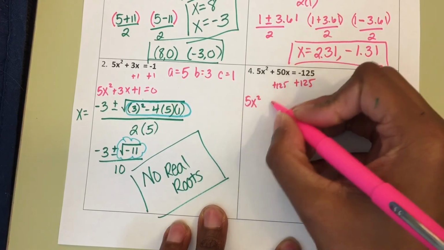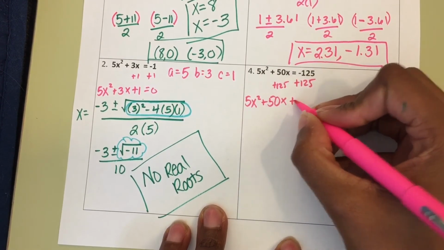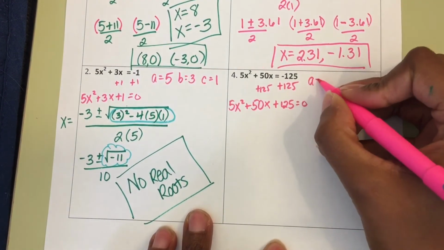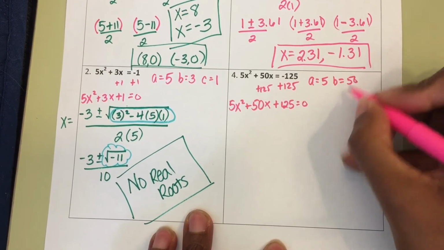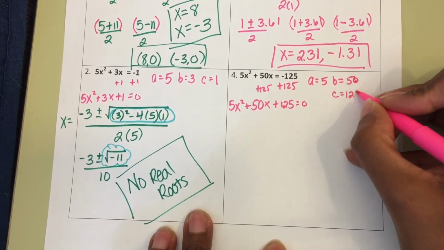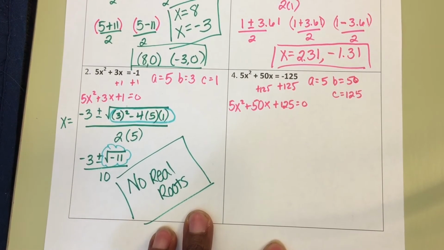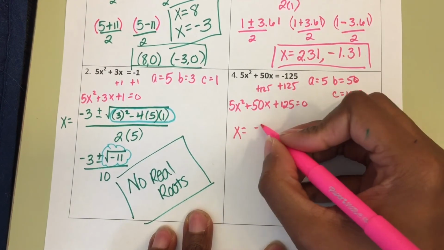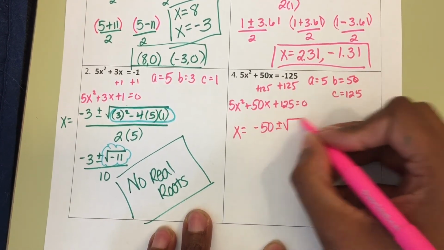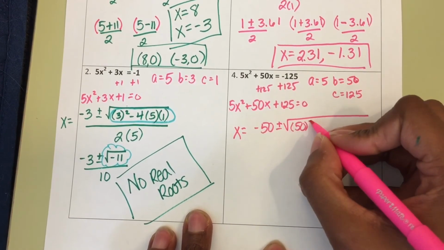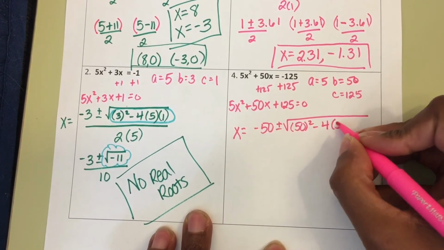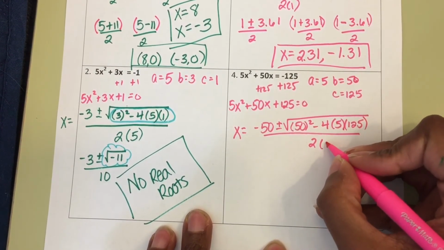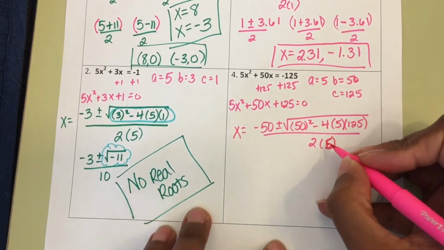So 5x squared plus 50x plus 125 equals 0. So A is 5. B is 50. C is 125. And then you just fill everything in. So you can do x equals the opposite of B, so negative 50 plus or minus the square root of 50 squared minus 4 times A times C, all over 2A. So 2 times 5.